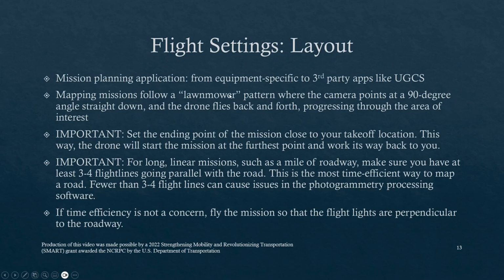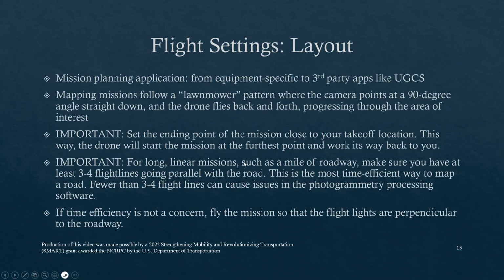But the lawnmower patterns where you're flying back and forth, the camera points at a 90-degree angle straight down. The term is nadir, or NADIR. Flies back and forth, progressing through the area of interest. Super important, set that ending point of the mission as close to you as possible. So where the drone starts away from you, and as that battery goes down, it ends close to you. So when you're low in battery, you're closer than further away.